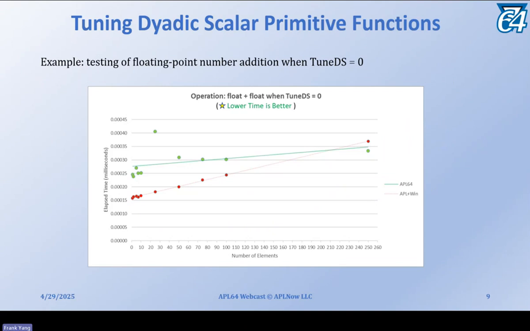This graph shows that adding smaller floating point number arrays is slower in APL64 than in APL+Win when TuneDS is set to 0. So if we focus in this area, sorry. So you can see for smaller arrays, when TuneDS is set to 0, APL64 performs lower compared to APL+Win.